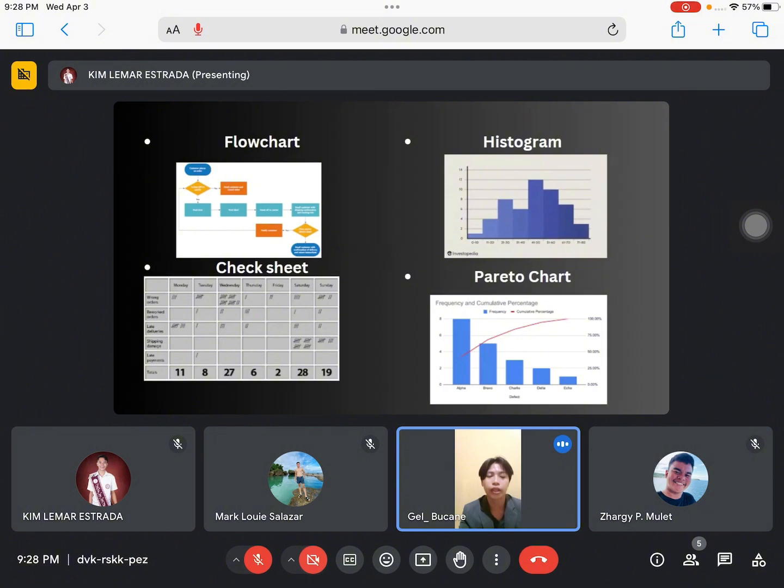sanhi. For example, sa isang restaurant, maaaring gamitin ang Pareto chart para matukoy kung alin sa mga reklamo ng customer ang pinaka karaniwan. Halimbawa, kung ang karamihan ng mga nirereklamo nila ay tungkol sa oras ng paghihintay, kasi normalize naman talaga natin yung nag-a-attend na matagal, ito ang dapat unahing solusyonan nila. Yun yung pinaka-main na dapat nila pagtuunan.